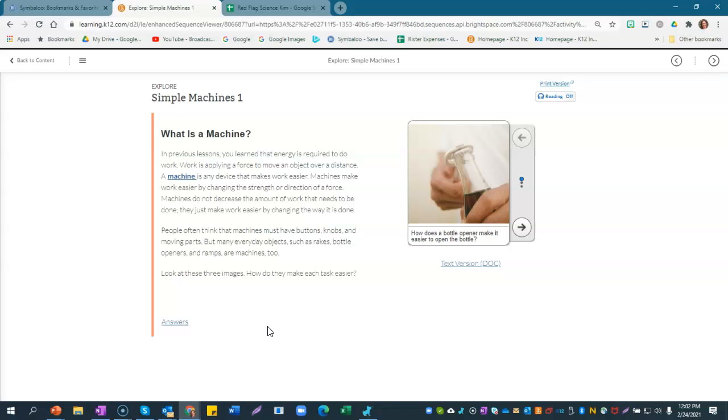People often think that machines must have buttons, knobs, and moving parts, but many everyday objects such as rakes, bottle openers, and ramps are machines too. So we'll look at the three images and how do they make each task easier. So if you look at the bottle opener, imagine if you did not have an opener like this and you were trying to just do it with your hand. It would take a lot more energy.